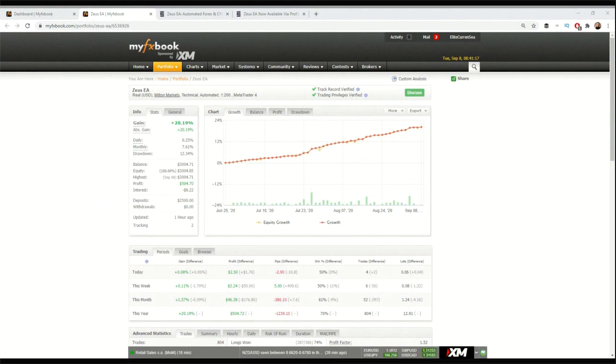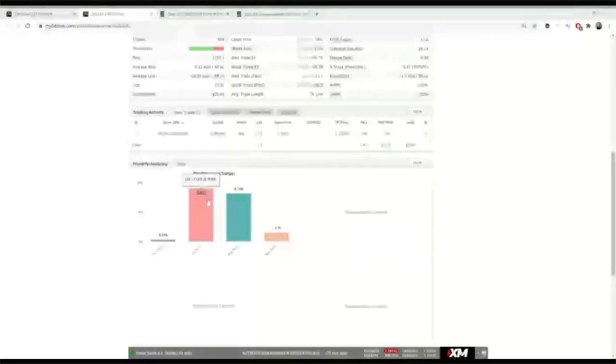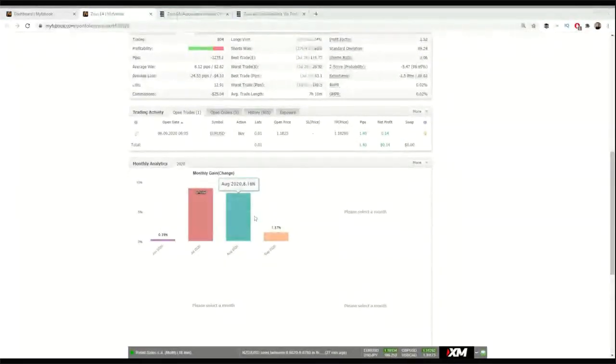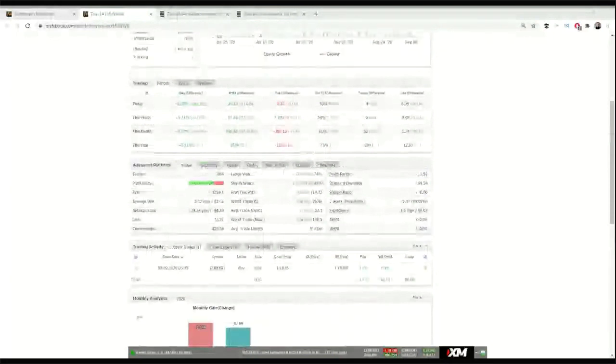So yeah, Zeus EA continues with its winning streak this month, up 1.5%. Last month's results were above average with almost 9%, 8.2%. Average is about 6.5 to 7%. So the average is, for instance, maybe less interesting than Ultima EA, which has a higher monthly average profitability expectation.